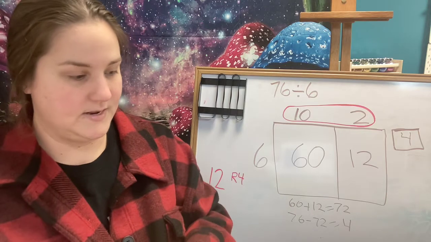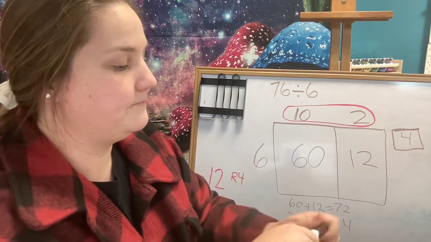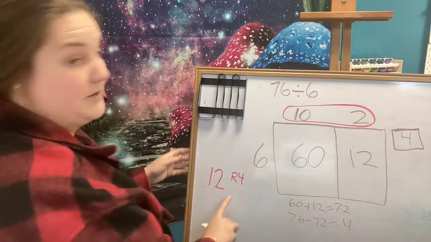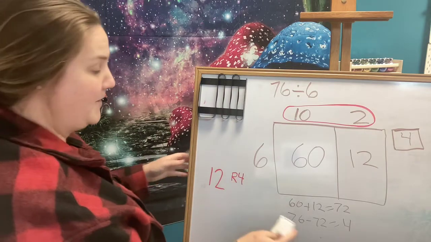All right, let's look at the next thing. Let me wipe this off really quick. So there's our answer, just to be clear. 12 with a remainder of 4.